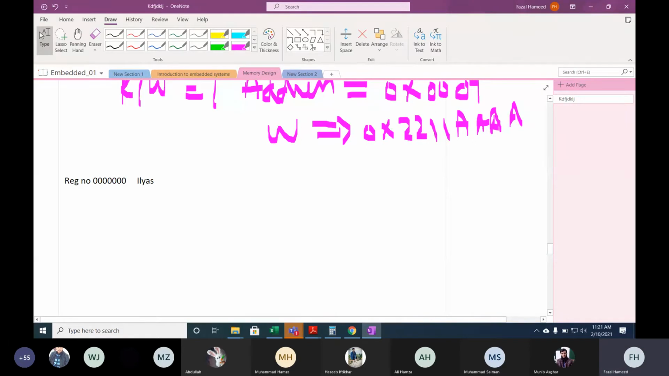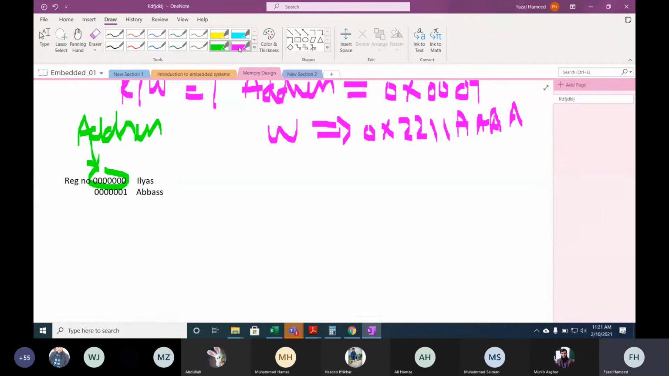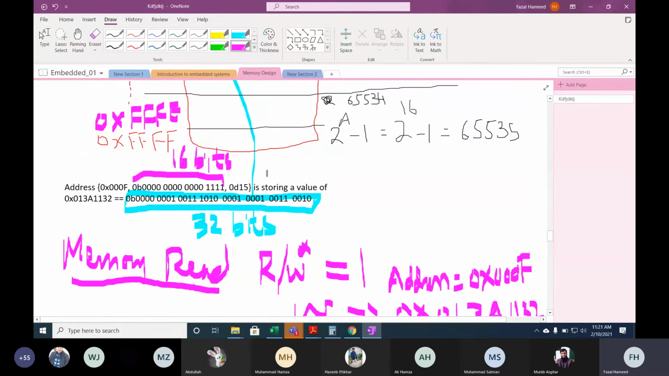And if the registration number is 000001, let's assume the name is Abbas. So what is an address here? This is an address, and what is this on the right side? Value, sir. Data. This is our data.